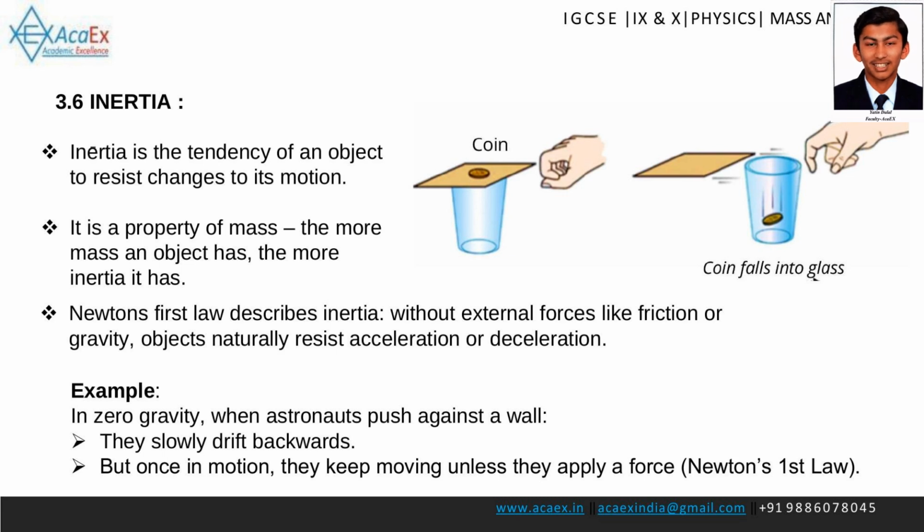Inertia. Inertia is the tendency of an object to resist changes to its motion. It is a property of mass. The more mass an object has, the more inertia it has. Newton's first law describes inertia. Without external forces, objects naturally resist acceleration or deceleration. For example, in zero gravity, when astronauts push against a wall, they slowly drift backwards. Once in motion, they keep moving unless they apply another force.